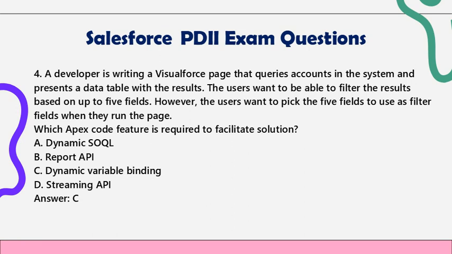A. Dynamic SOQL. B. Report API. C. Dynamic variable binding. D. Streaming API. Answer: C.